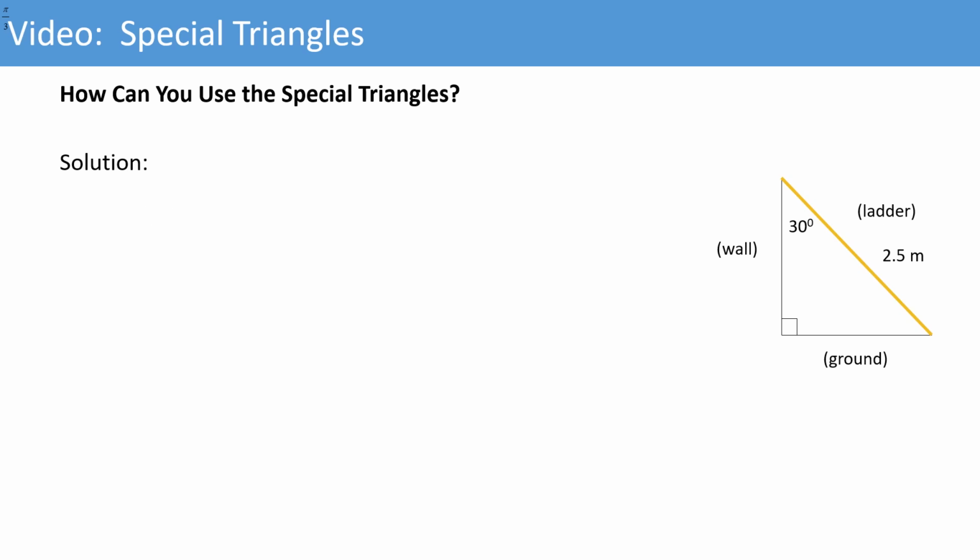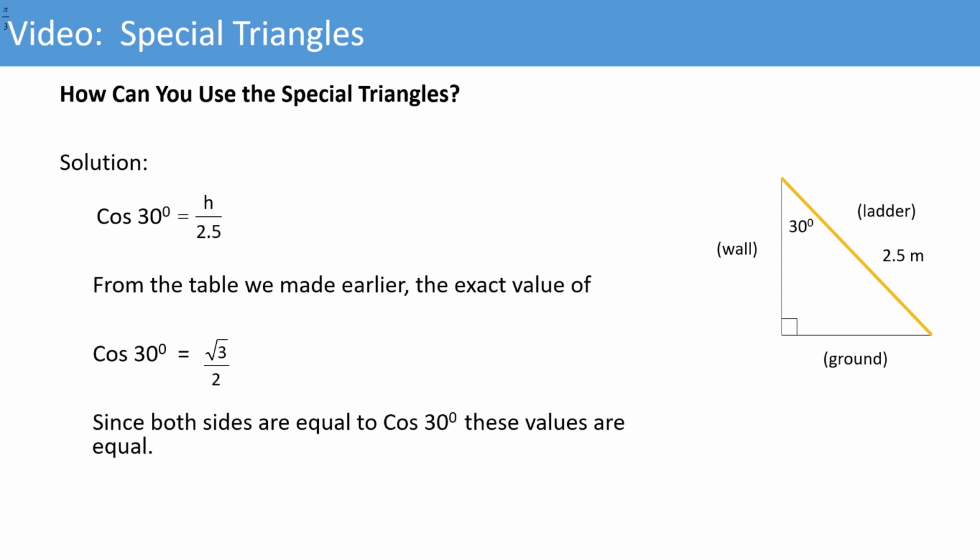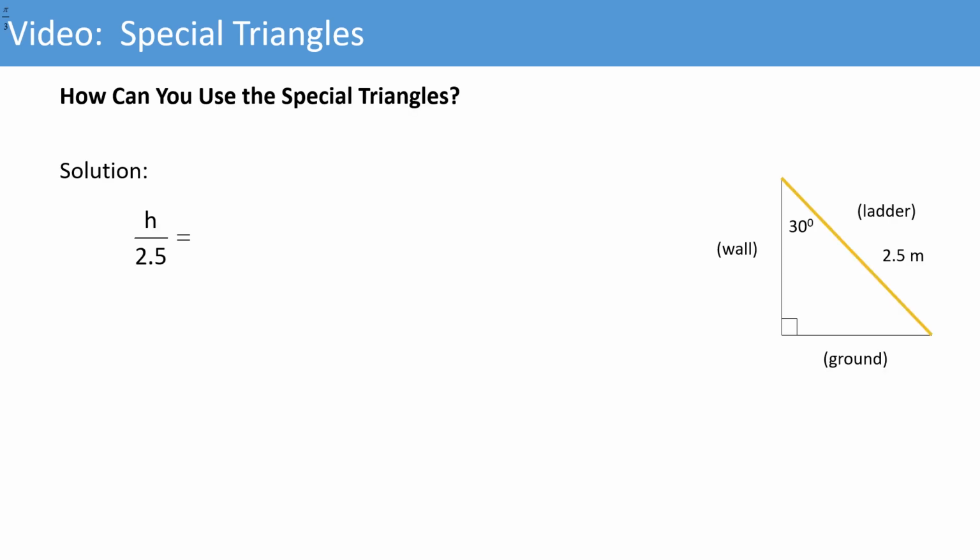Now, continuing on, the cos of 30 degrees is equal to h divided by 2.5. But we also know from the table the exact value of cos of 30 degrees is square root 3 over 2. We can now make the statement that h over 2.5 is equal to square root 3 over 2.